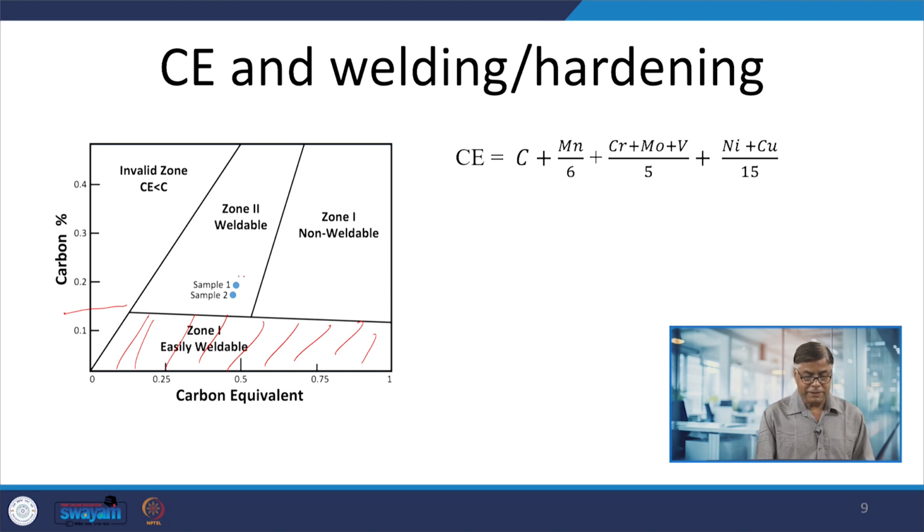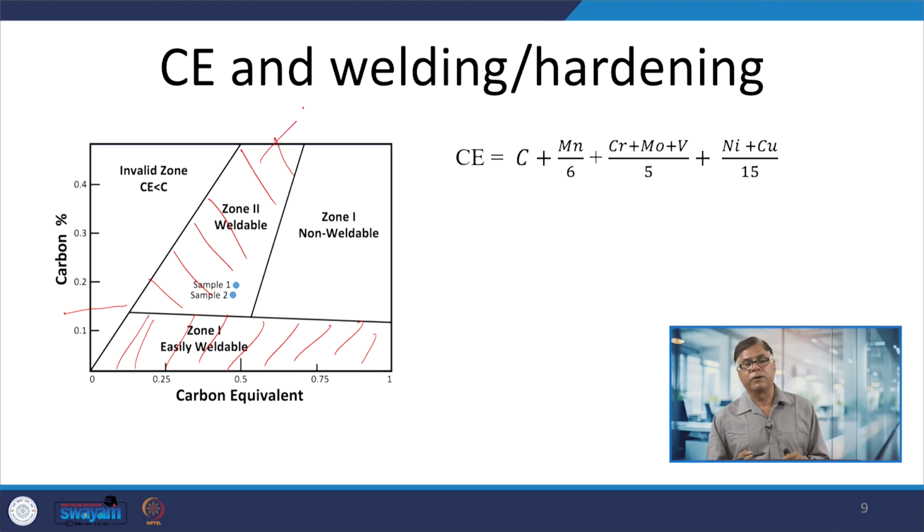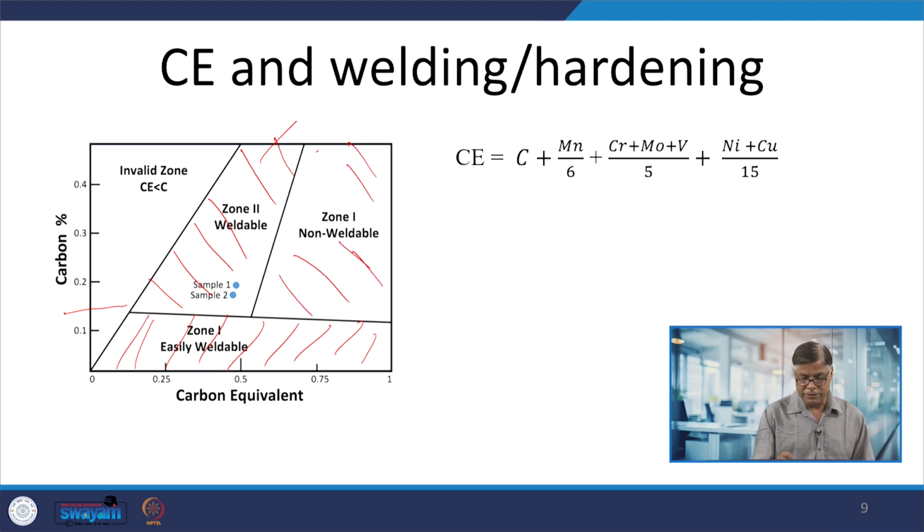But when the carbon content is more than 0.15, then based on the carbon equivalent we will have the second zone. This zone corresponds to careful welding or careful cutting, which means the metal must be preheated in such a way that the cooling rate is reasonably low to avoid embrittlement and hardening. When the carbon content is high and the carbon equivalent is also high, that will form zone 3.